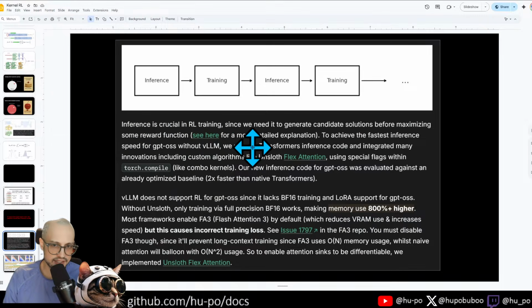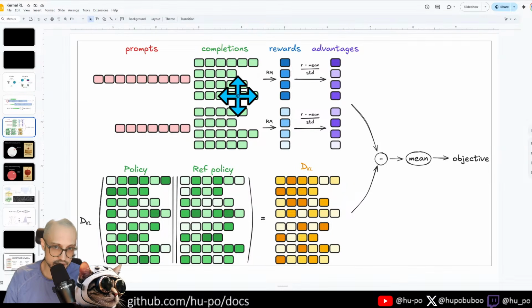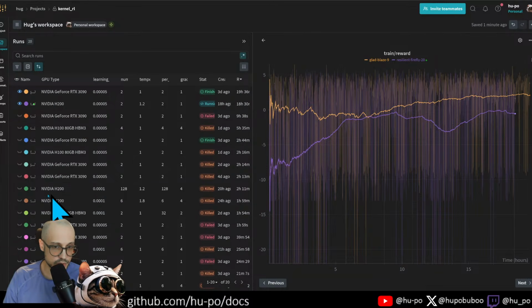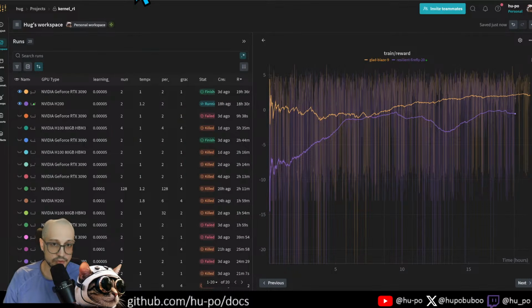Inference is crucial in RL training since we need to generate candidate solutions before maximizing some reward function, right? So again, what we're doing here in GRPO is we're creating completions, and then we're using our reward function to grade those completions. So the speed at which you do inference is quite important because that determines how many completions you can have, right? That's what makes the huge difference with this H200: you can generate 128 solutions at a time, right? And that generation is batched, so that's where you get the speedup. The 3090 can only generate 2 completions at a time, because it has limited VRAM.